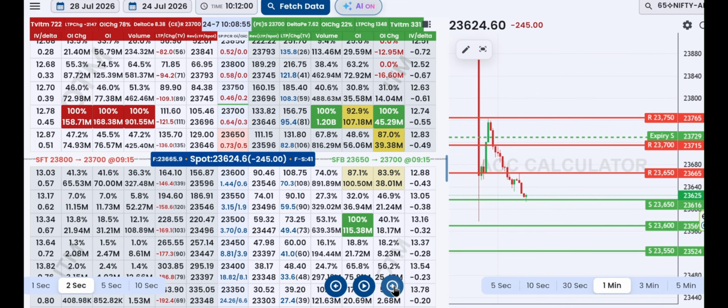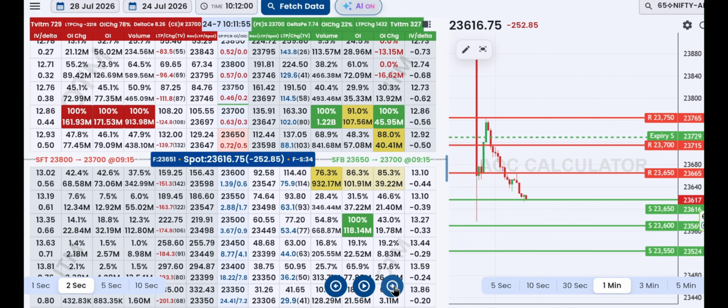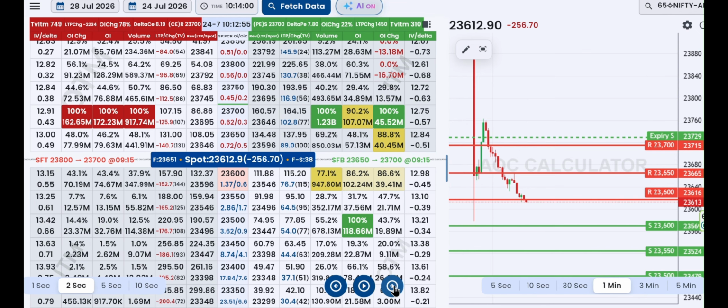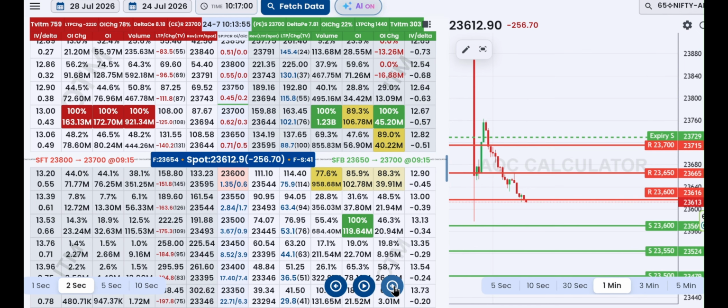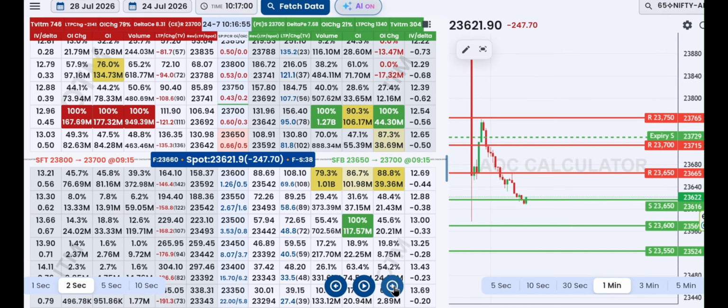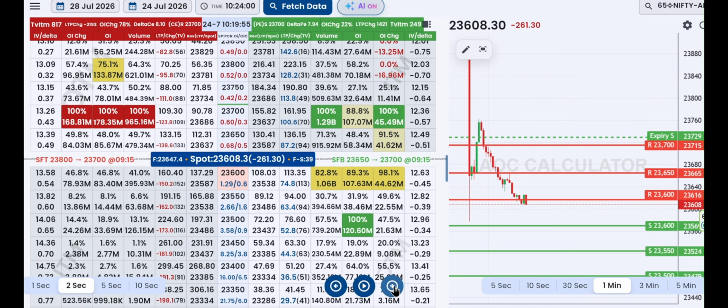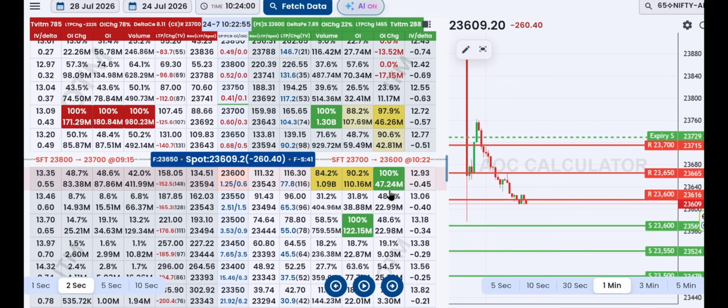Now, if we want a bottom reversal to occur, we need a new strong support at the day low. The conditions are strong volume, strong OI change on the put side. On the call side, only OI change should be relatively high.